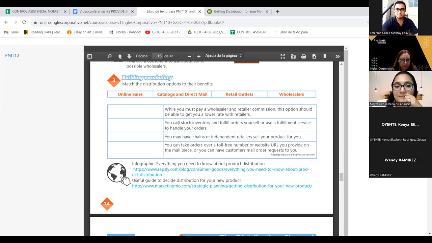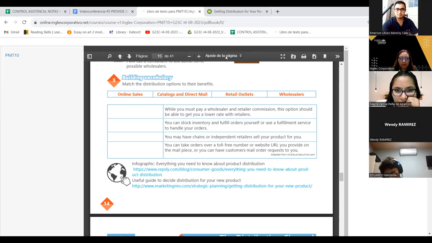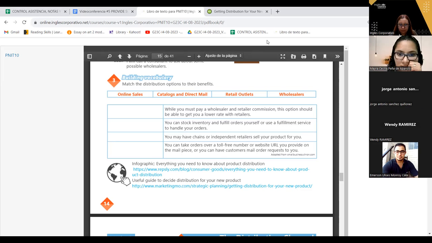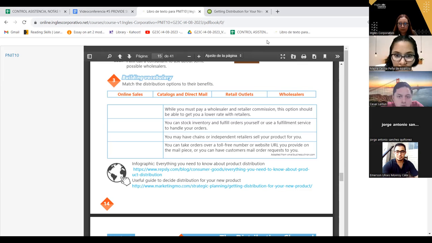Number two, let's read, please. Okay. You can stock inventory and fulfill orders yourself or use a fulfillment service to handle your orders. Mm-hmm. Number three. You may have chains or independent retailers sell your product for you. Okay. And number four, please. You can take orders over a toll-free number or website URL you provide on the mail piece, or you can have customer mail order requests to you.